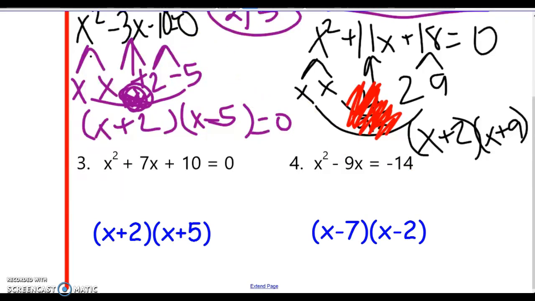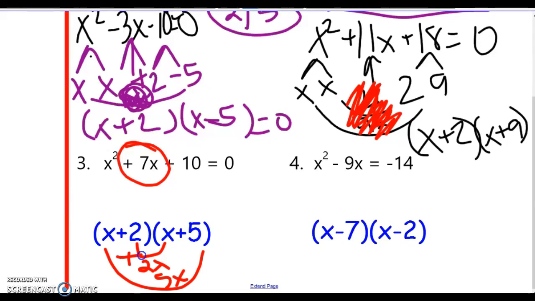All right, your solution to the first one, x plus 2 and x plus 5. If you want me to prove it, I know that 2 times x is 2x. I know that x times 5 is 5x. Does that give me positive 7x? Yes. So I have done it correctly.